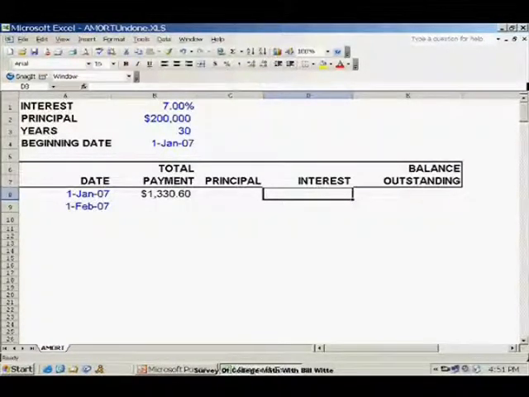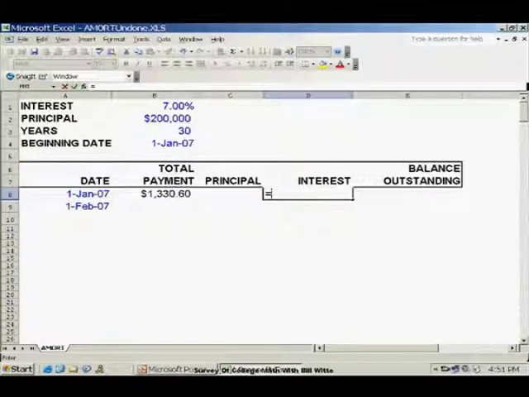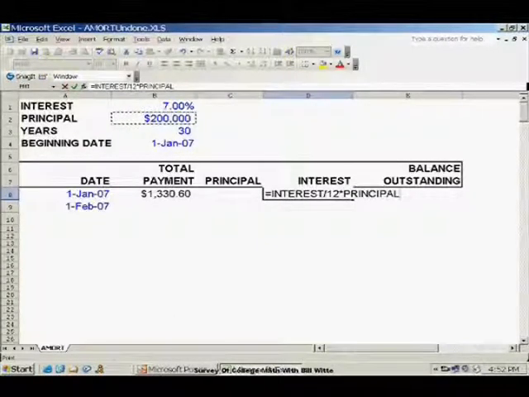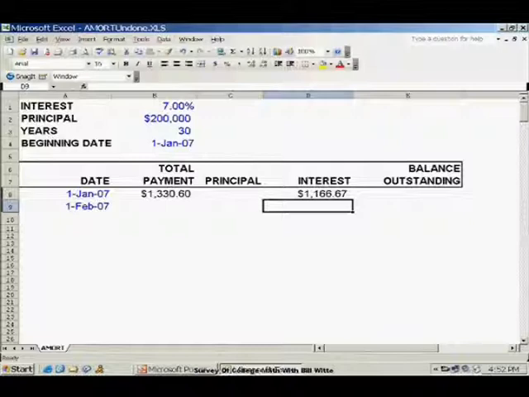So let's calculate that interest that we're going to owe just this month. Well, it equals 7%. Well, that's not exactly true. 7% is what you owe per year. We only owe 1/12 of that for this month. So 1/12 of the interest rate, which is 7%, times that $200,000 times the principal. And if I hit enter, it'll calculate, and I'll find out a very ugly fact is that of my $1,330.60, close to $1,200 of that is going against interest.